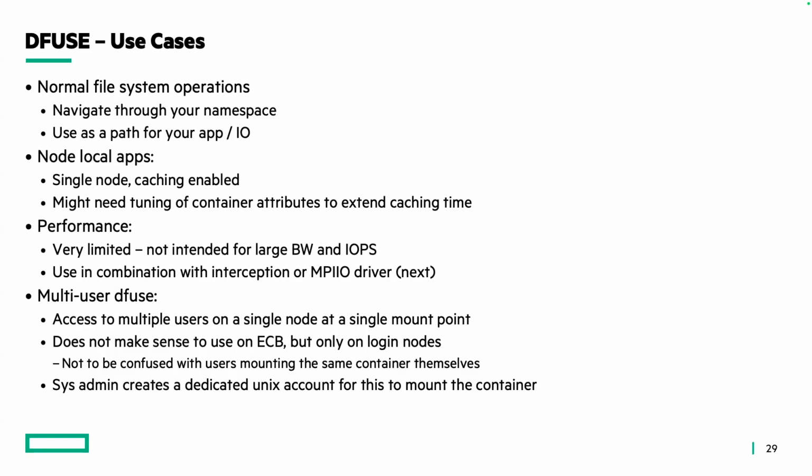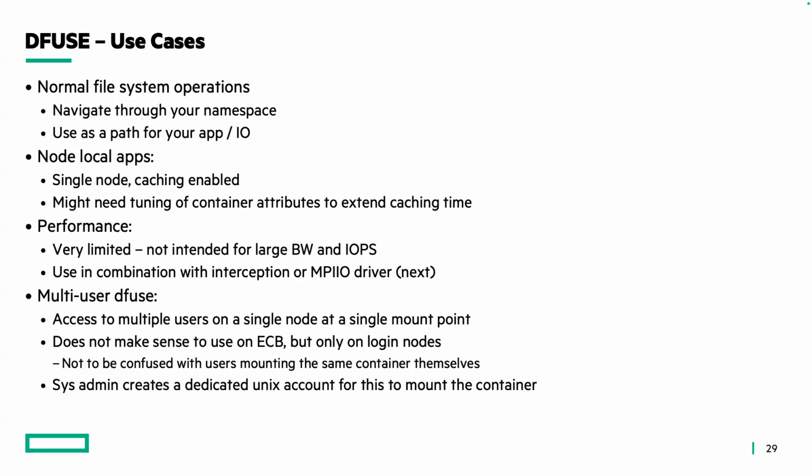Another thing, if you're doing something node local only on a single node, caching will help there because dfuse implements caching through the kernel basically, and through dfuse itself. It might require some tuning of some container attributes, but if that's your use case, we can talk offline more on what those attributes to tune are. But basically, if you're just running on a single node, doing very tiny IO and things like that, it might be a good idea to work with caching enabled, especially write-back and read-ahead caching. I think that works pretty well.